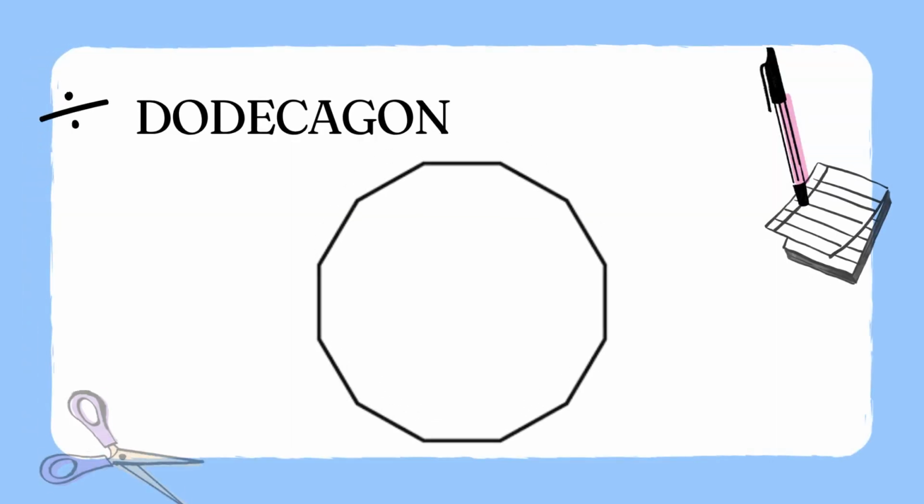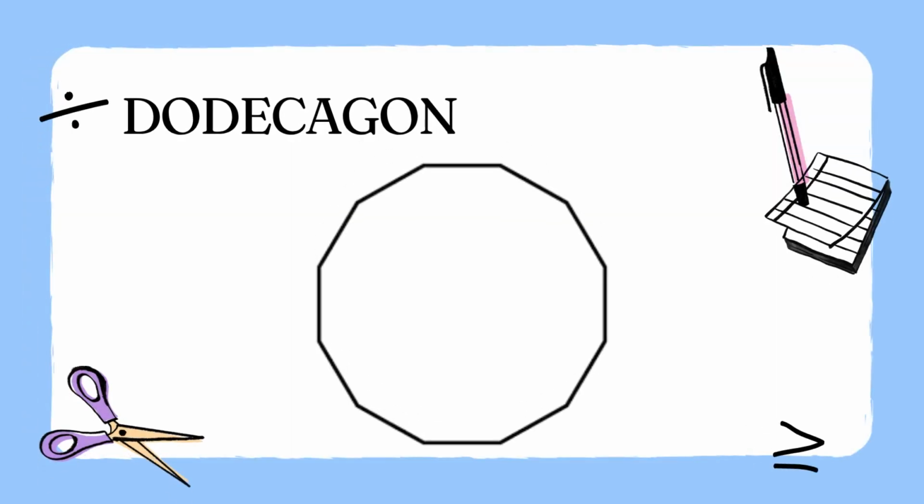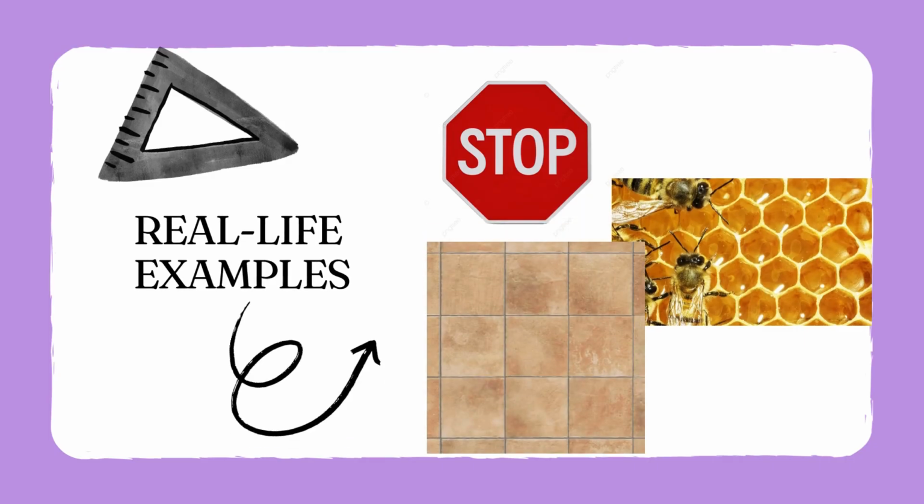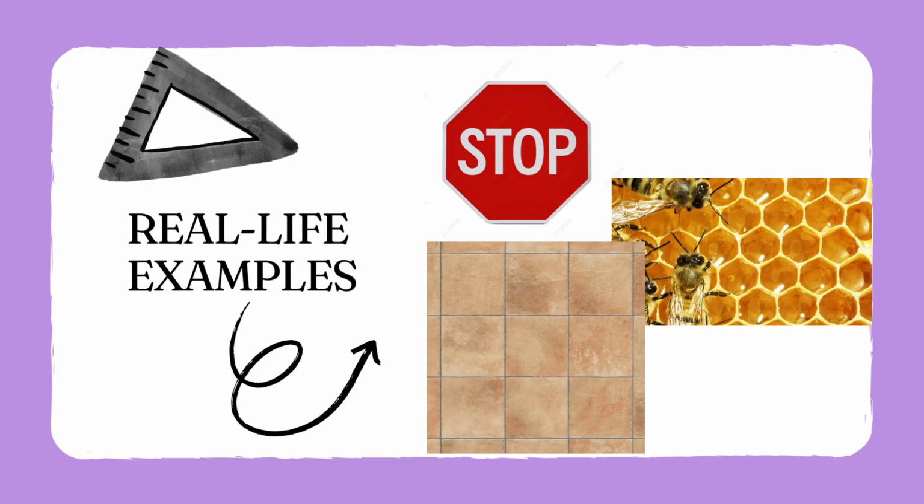A dodecagon is a polygon with 12 sides and 12 angles. It can be classified as regular, all sides and angles are equal, or irregular, sides and angles are unequal. Other classifications include convex, all interior angles are less than 180 degrees, or concave, at least one interior angle is greater than 180 degrees. Polygons are everywhere. A stop sign is an octagon, honeycombs are made of hexagons, and floor tiles are often squares.